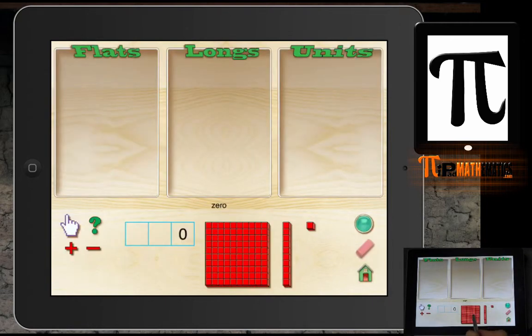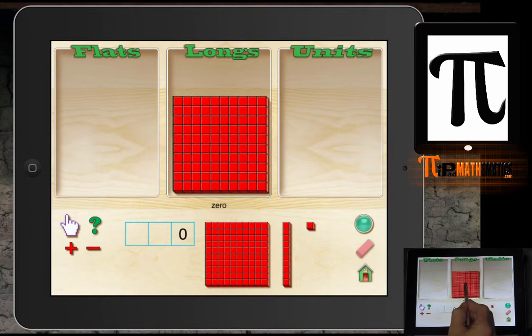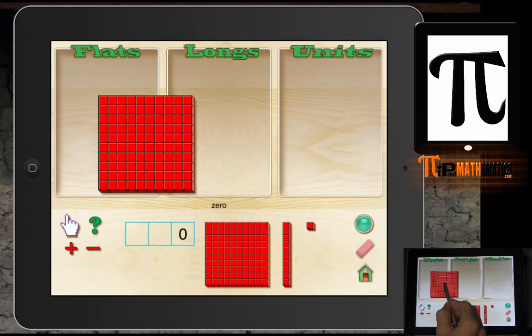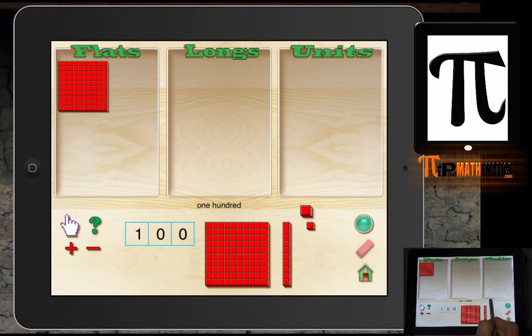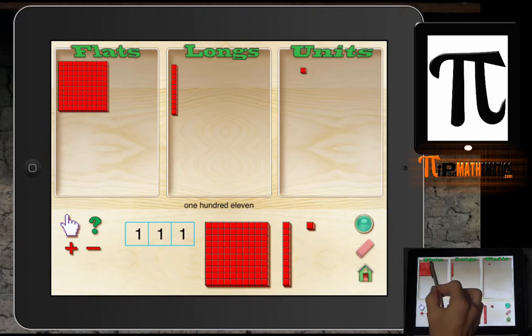Now in this app you can grab a flat, which is 100 of the units. The smallest centimeter cubes are your units, and the longs, which are the little rods that equal 10 of the units, are called longs. Now, what I like about this is it uses the words flats, longs, and units, and this way you can define what is your whole.